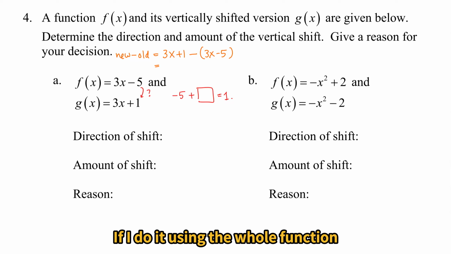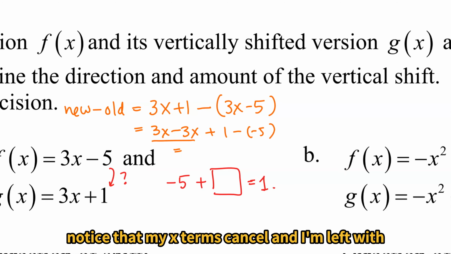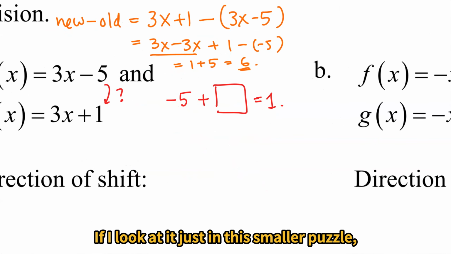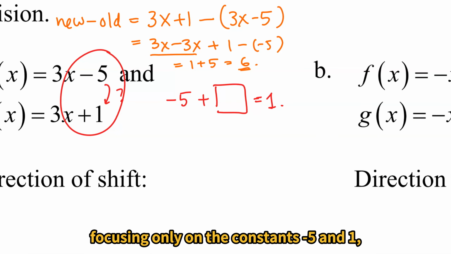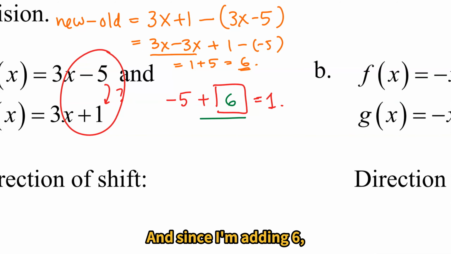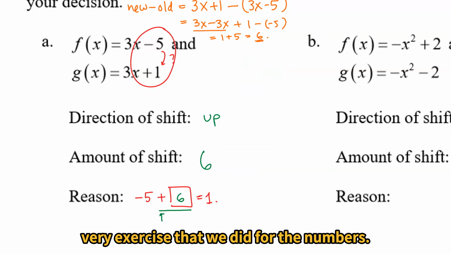If I do it using the whole function symbolic notation, 3x minus 3x, and then 1 minus -5, notice that my x terms cancel, and I'm left with 1 minus -5, 1 plus 5 is 6. If I look at it just in this smaller puzzle, focusing only on the constants, -5 and 1, I can also see that -5 plus 6 will give me 1. And since I'm adding 6, this is a shift up 6. The reason for the decision can be our very exercise that we did for the numbers.